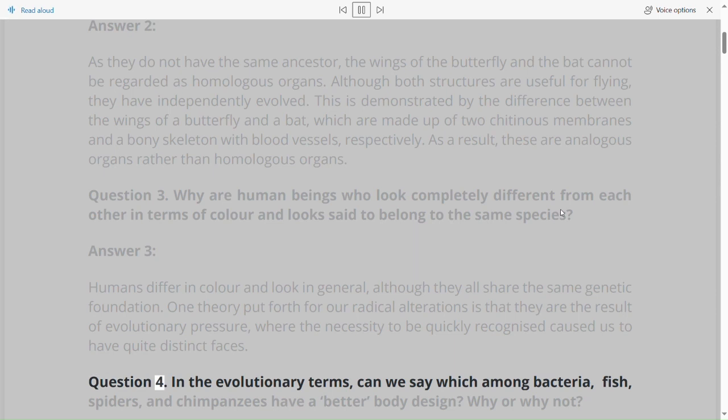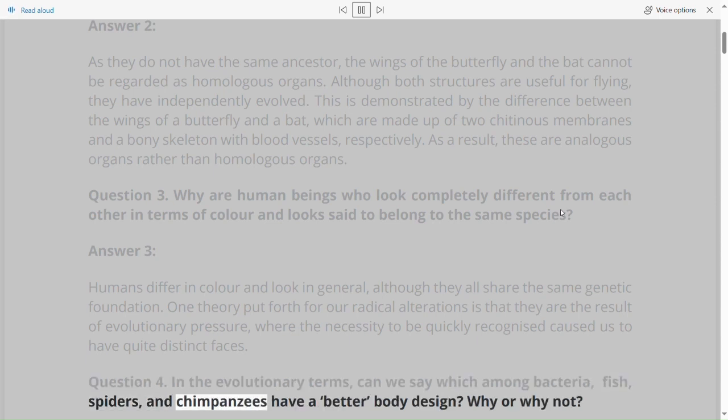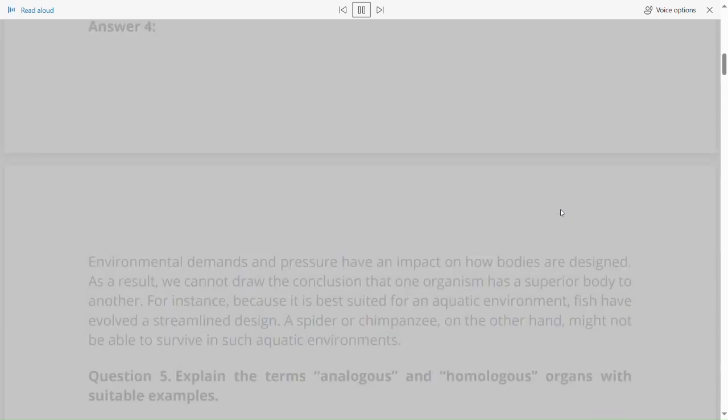Question 4. In evolutionary terms, can we say which among bacteria, fish, spiders, and chimpanzees have a better body design? Why or why not? Answer 4. Environmental demands and pressure have an impact on how bodies are designed. As a result, we cannot draw the conclusion that one organism has a superior body to another.